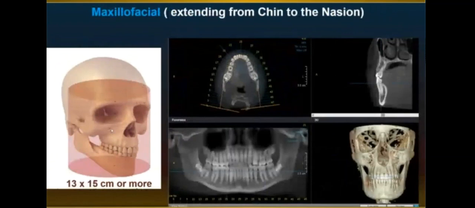The last thing is the maxillofacial field of view, which is 13 centimeter by 15 or more. This can be used if this implant procedure is included with a bigger surgery, like an accident, for example, or something, and many maneuvers are going to be done. And the maxillofacial field of view is from the bottom of the chin, soft tissue menton, until the nasion up.